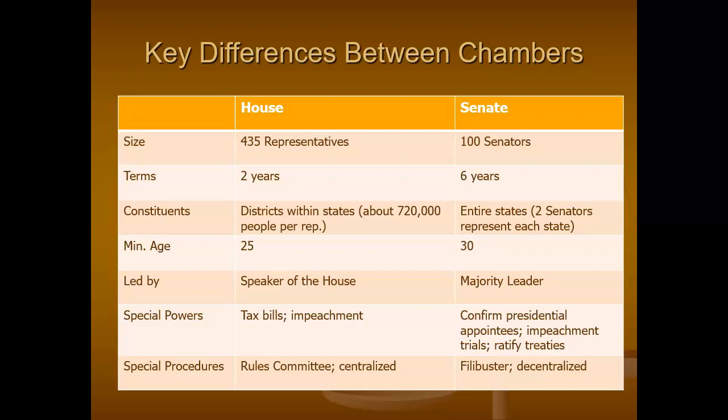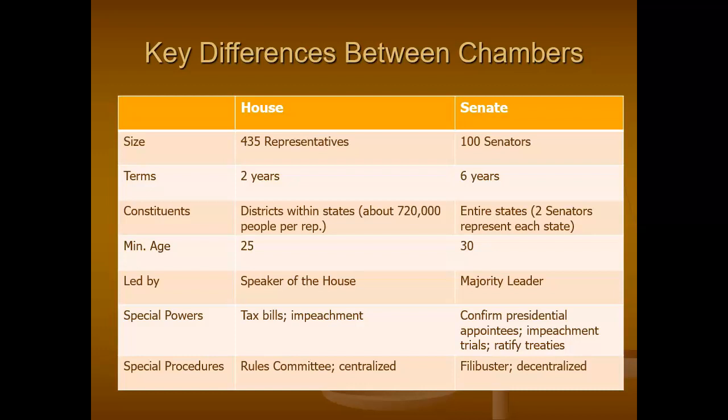Another difference between the chambers has to do with constituents. On the House side, members of the House of Representatives represent districts within states, with each district containing about 720,000 people. Over on the Senate side, senators represent entire states, with 2 senators from each state.